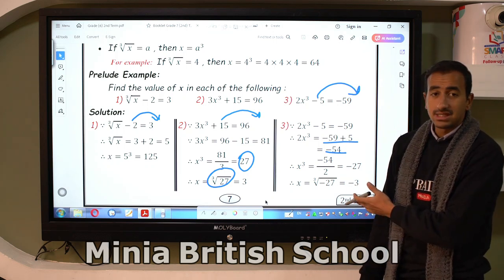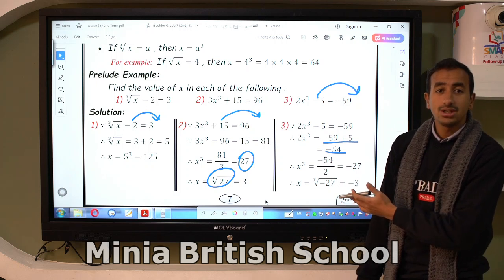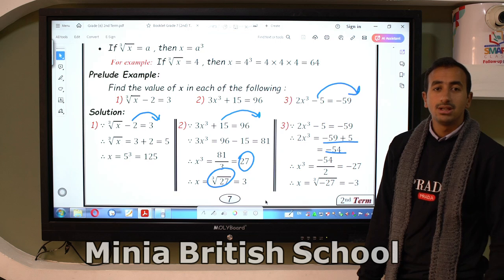By the end of this example, we finished lesson 3 in unit 1 in the second term, square root and cube root.